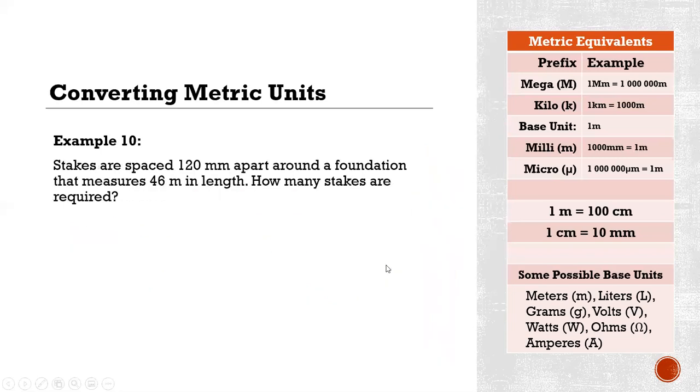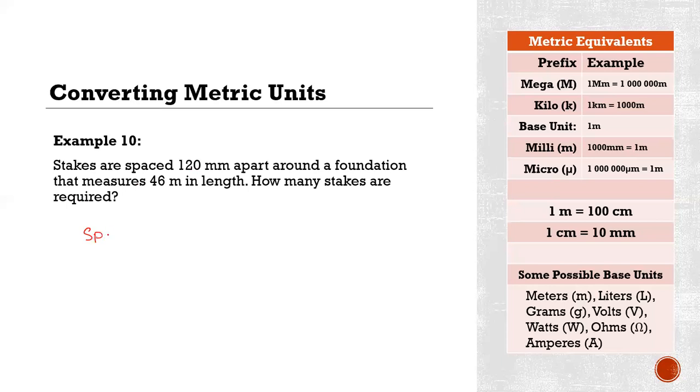One last question. Stakes are placed 120 millimeters apart around a foundation that measures 46 meters in length. How many stakes do you need? So we're going to go around a foundation. It's 46 meters. Again, we want to convert our units to be the same.